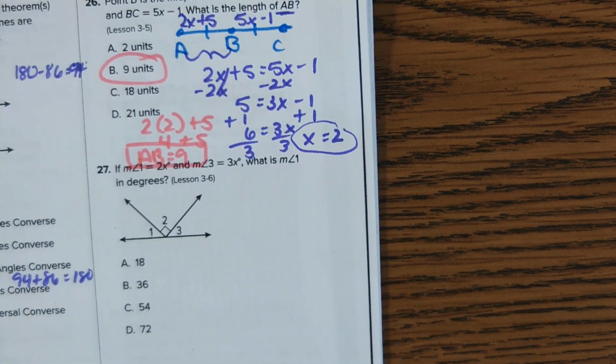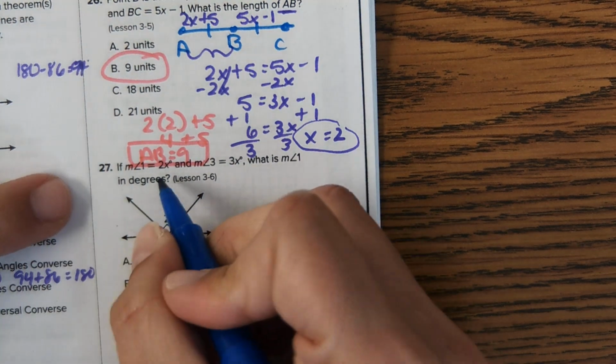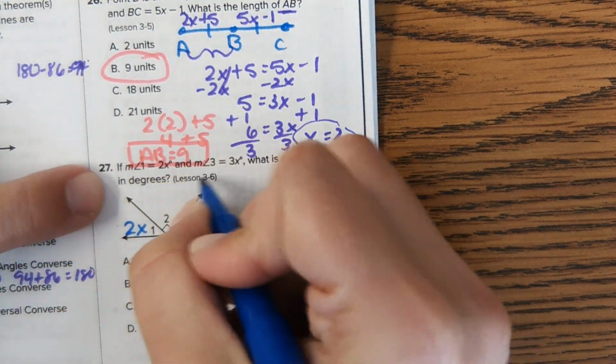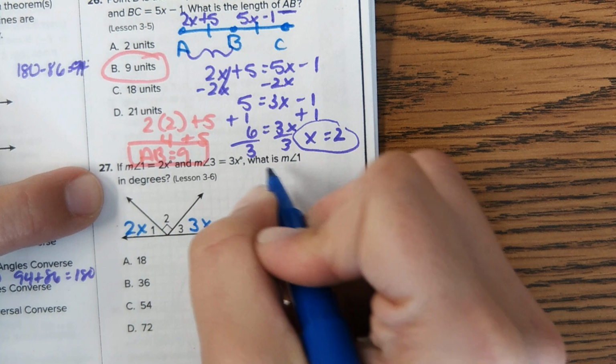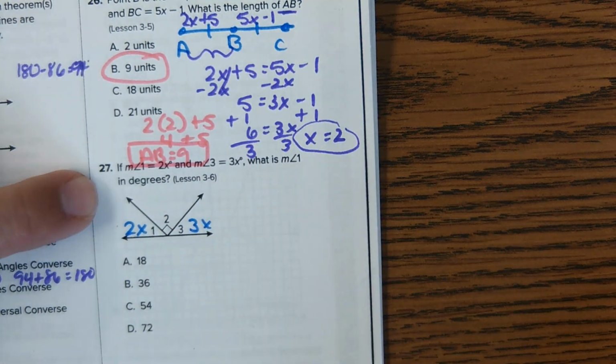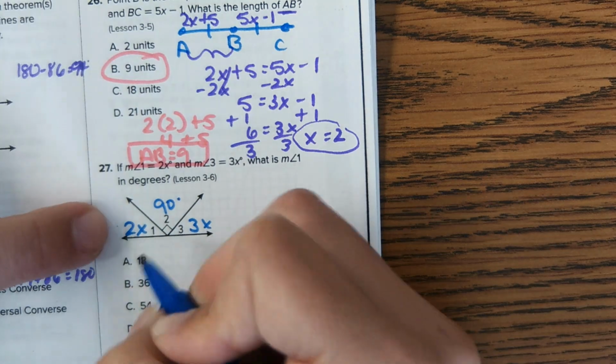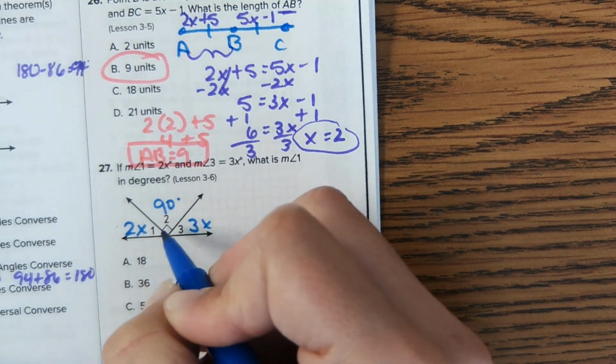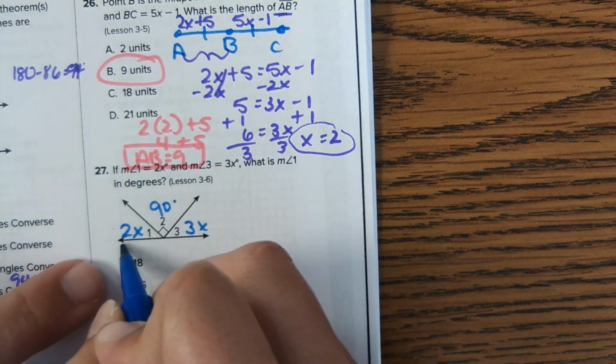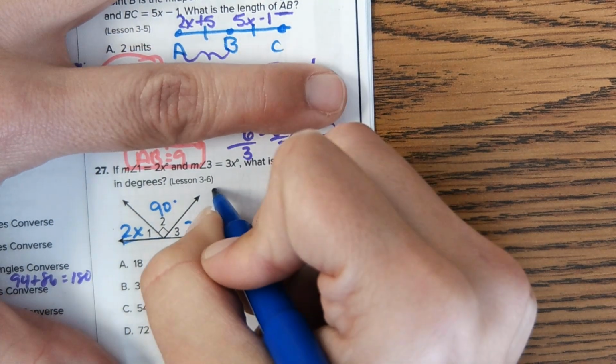Okay, for the next one, it says the measure of angle 1 is 2x, so I'll just label that here. Measure of angle 3 is 3x. What is the measure of angle 1 in degrees? Okay, and it shows this little square here, so that means this is 90 degrees. These three angles are going to add to 180 because they form a straight line. So that is how I will find x.